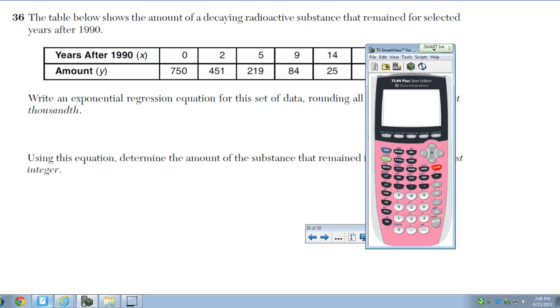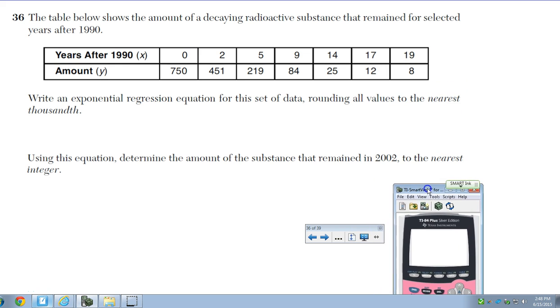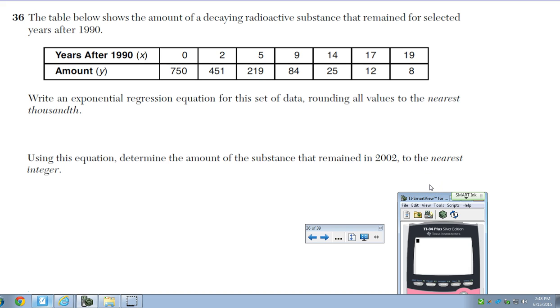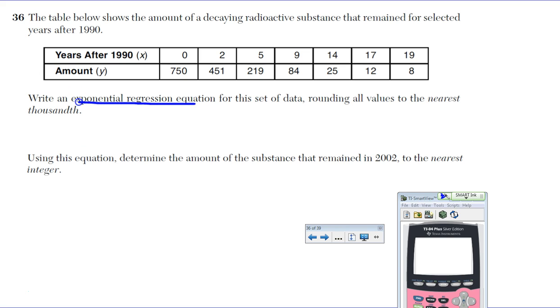Hi, question 36 shows you a table for the amount of decaying radioactive substance that remained for selected years after 1990. And what they want you to do is to first write an exponential regression equation for this data, rounding all values to nearest thousandths. So you don't have to guess.